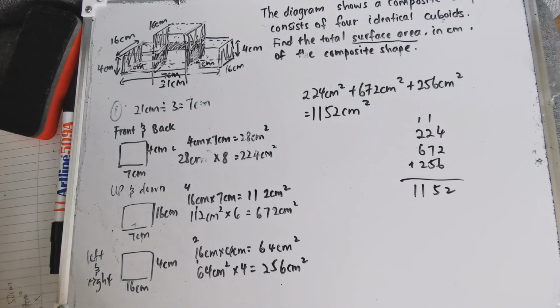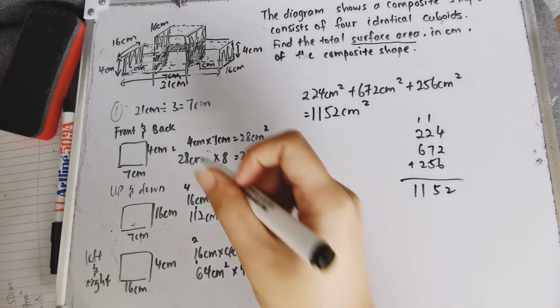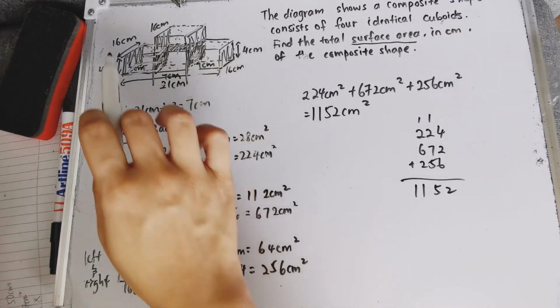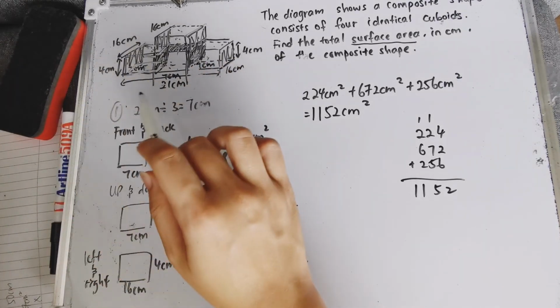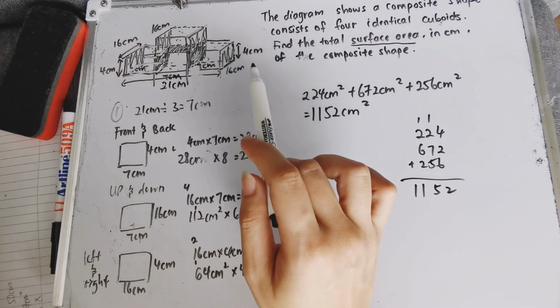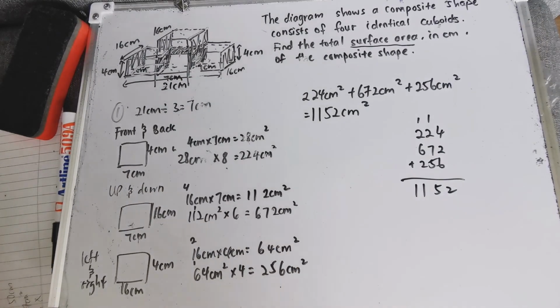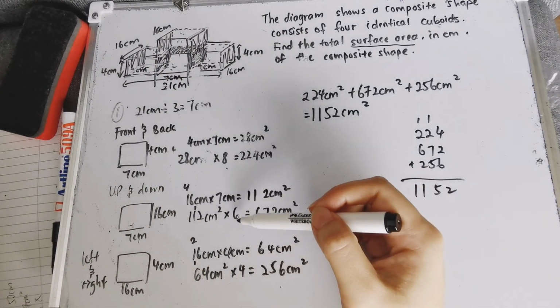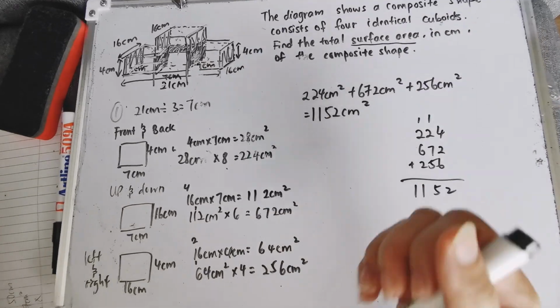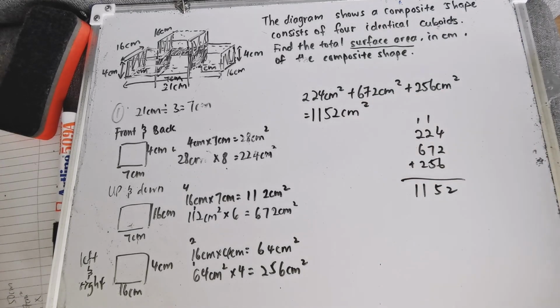Okay, so surface area is actually quite easy to do. You have to calculate the area for each side. Then you have to count how many sides. If they have 8 sides, you times 8. If they only have 6 sides, you count 6 sides. If you only have 4, then you calculate 4 sides. So your answer is 1152 cm squared.